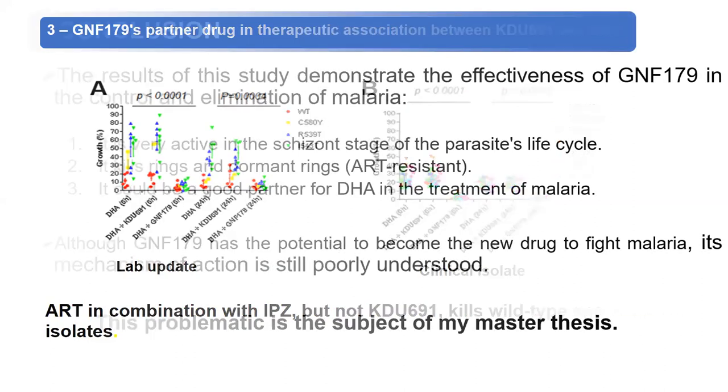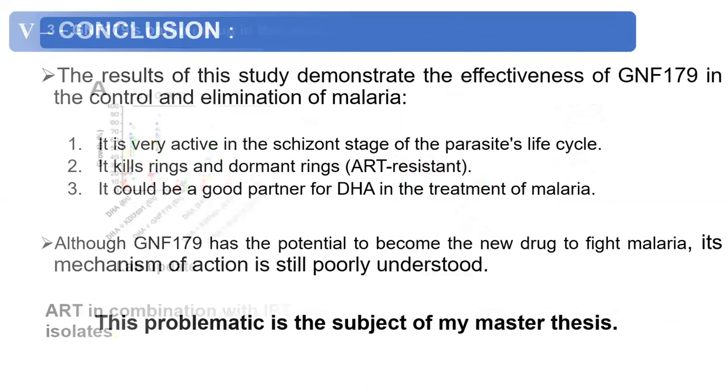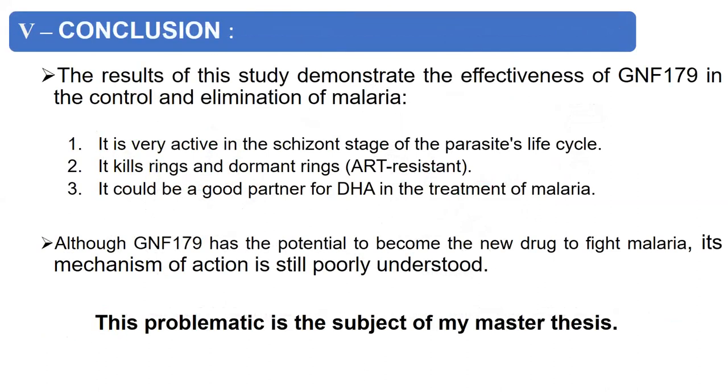Conclusion. The results of this study demonstrated the effectiveness of GNF in the control and elimination of malaria. It is very active in the schizont stage of the parasite life cycle. It kills ring and dormant ring artemisinin-resistant parasites. It could be a good partner for DHA, dehydroartemisinin, in the treatment of malaria.